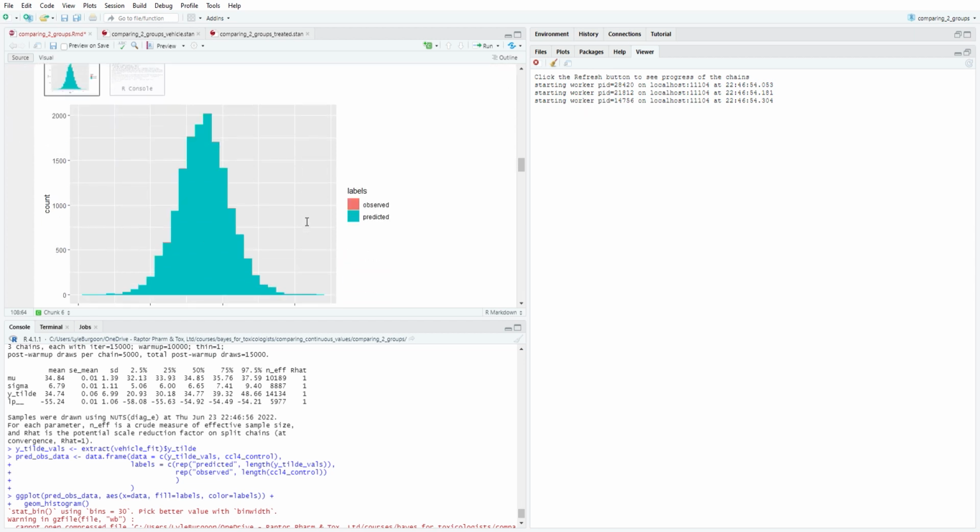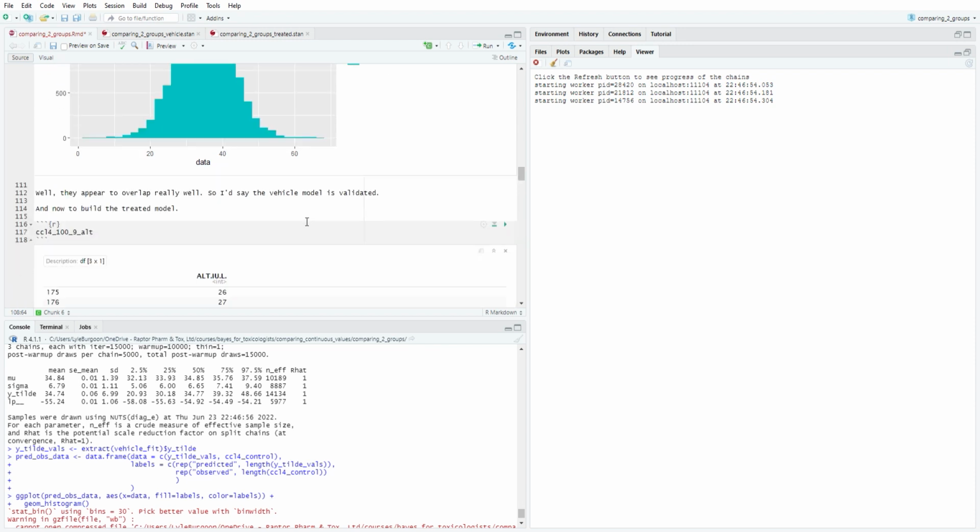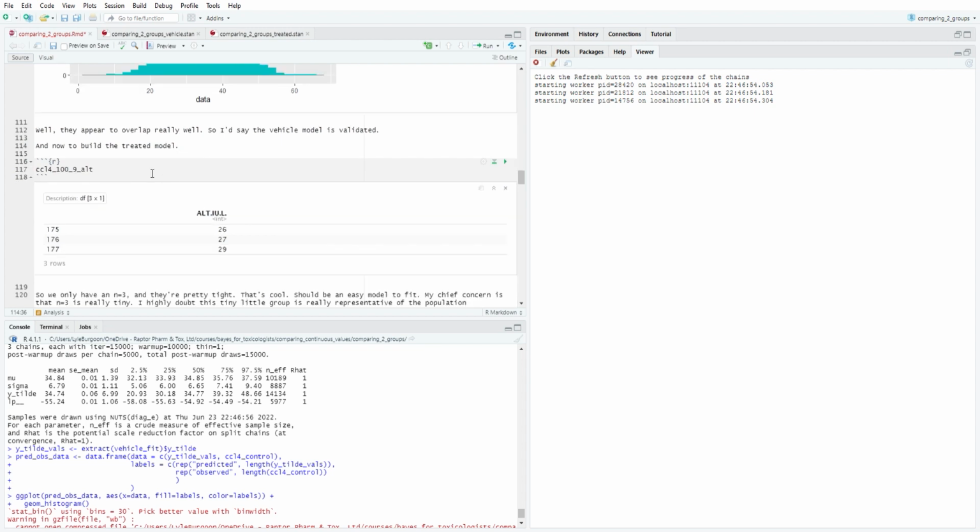Bada bing, bada boom. There we go. Wow. Well, that's just darn fascinating, isn't it? It looks like the observed values are hiding really behind the predicted values, which would say that this is a really well validated model. Looks good to me. So they overlap extremely well. So now we're going to go to our treated model.